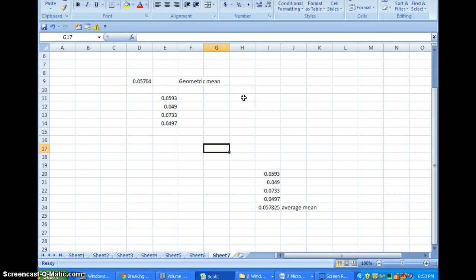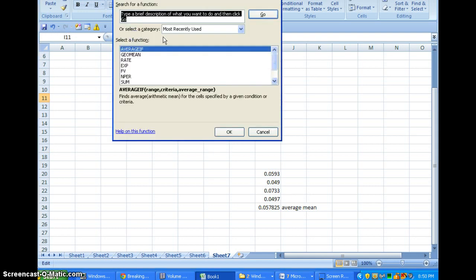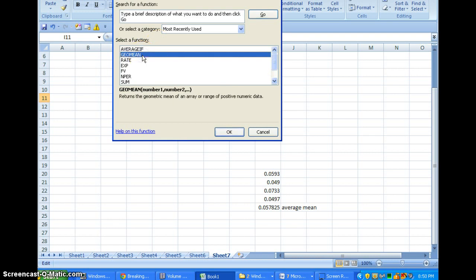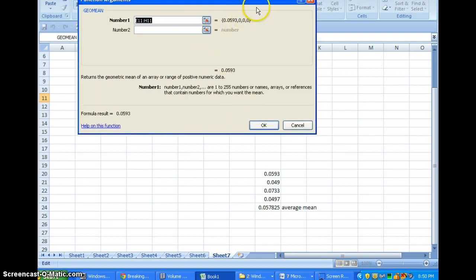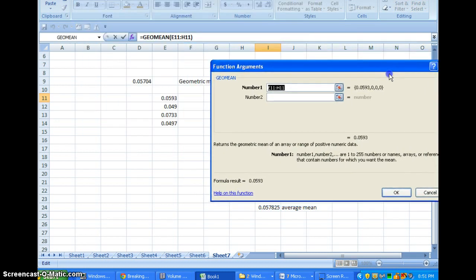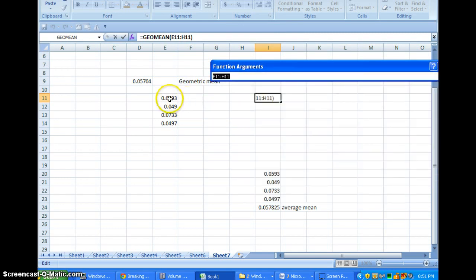Now this is what I meant by using the Excel. This is a formula we've never done so far, so I'm going to show you how it works. Geometric mean: you want to go to formula, GEOMEAN, which returns the geometric mean of an array or range of positive numeric data. And we want to solve for, or figure out, this is the array right here.